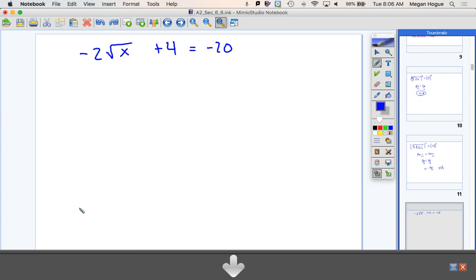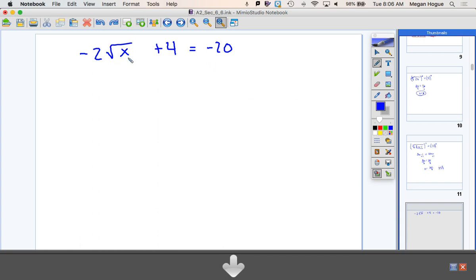Here's the next one. Negative 2 square root of x plus 4 equals negative 20. So now we're getting to some where it's not just the radical by itself. So we're going to have to get the radical by itself first. All right, so we got to get the radical by itself. Kelton, what do you think we do first?